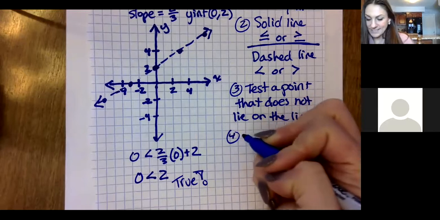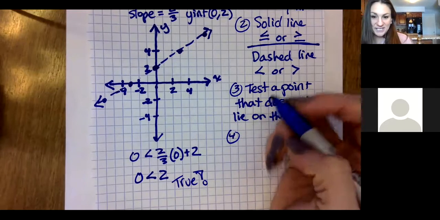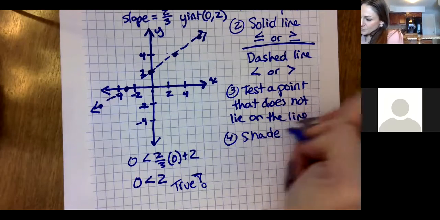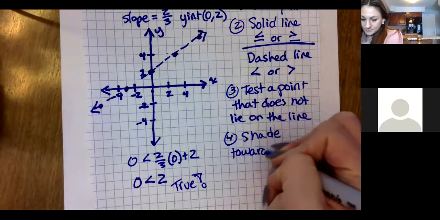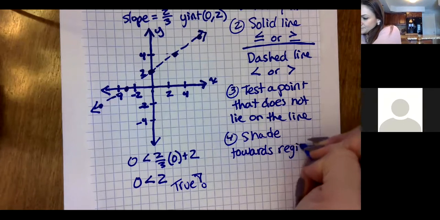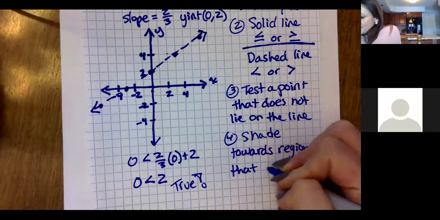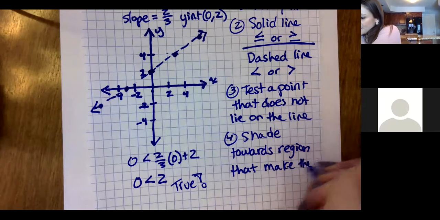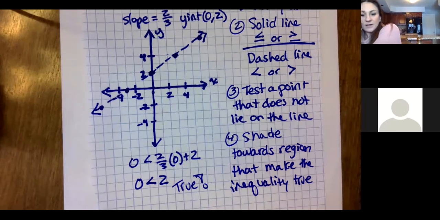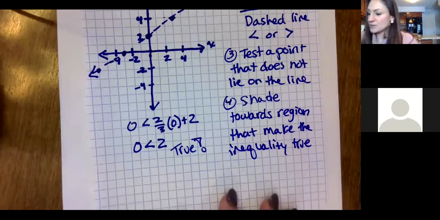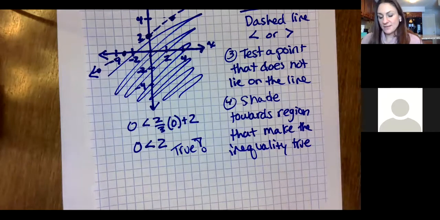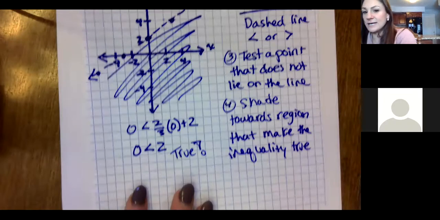So then the last step, we're almost done. I know, I'm sure it's been a very long day for you. Shade towards the region that makes the inequality true. Okay, so since 0, 0 made it true, I'm going to shade towards 0, 0. And that is how you graph linear inequalities.